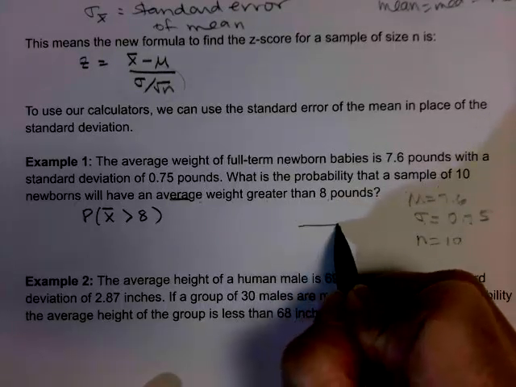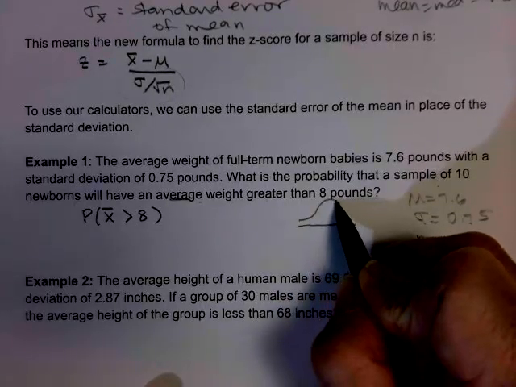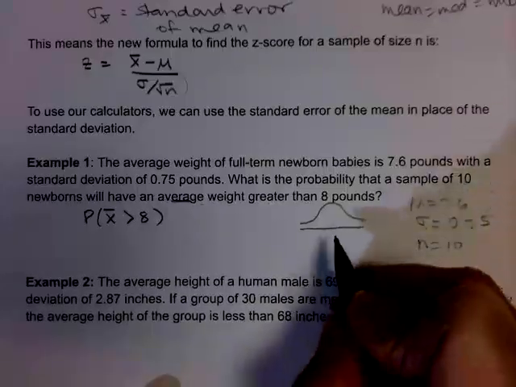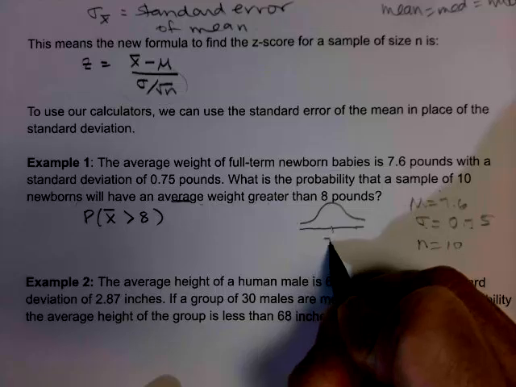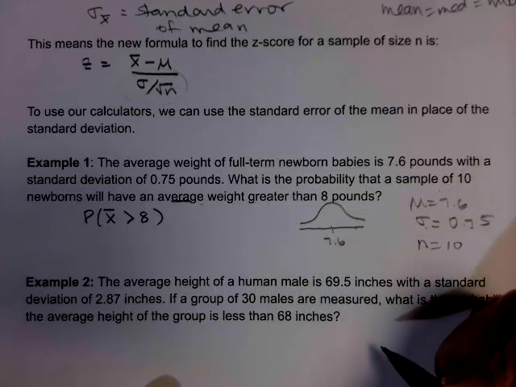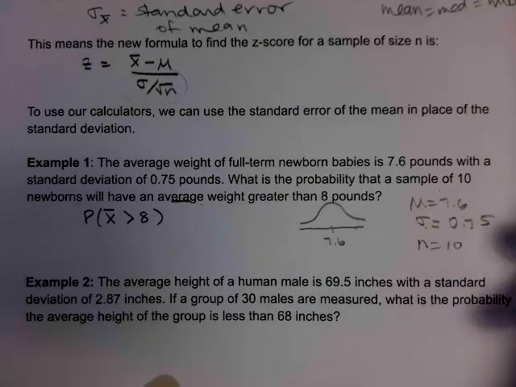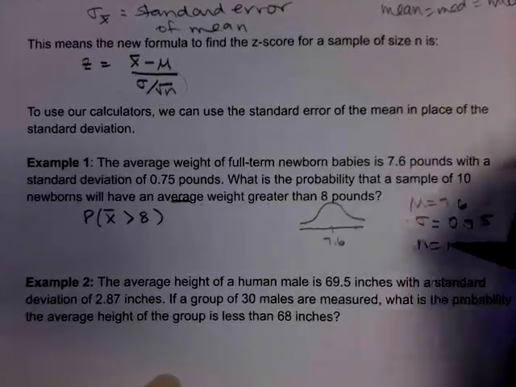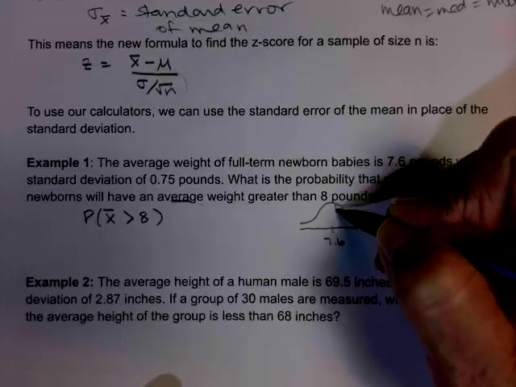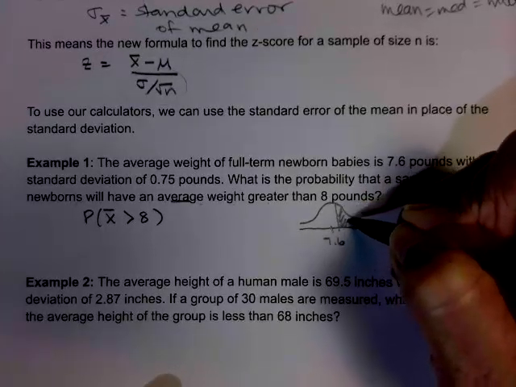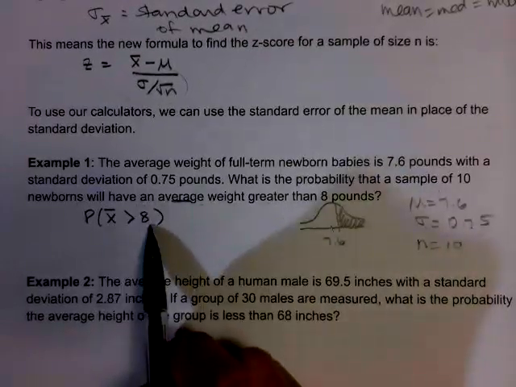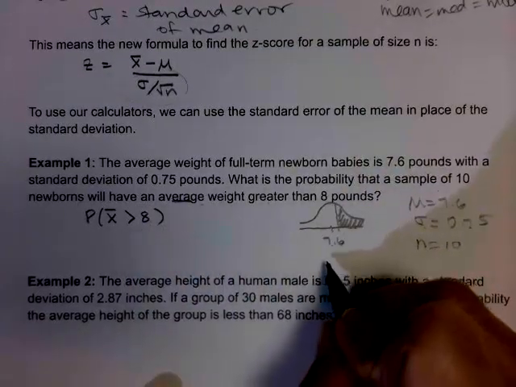Our picture is going to look exactly the same, and even though I was emphasizing up above that the distribution of the means is steeper, my curve is still going to look about the same. Mu still is 7.6. The mean of the sample means equals the mean of the population. And we want to know the probability that it's greater than 8 pounds. So somewhere over here. We're looking for area, and we know the value, so that is normal CDF.